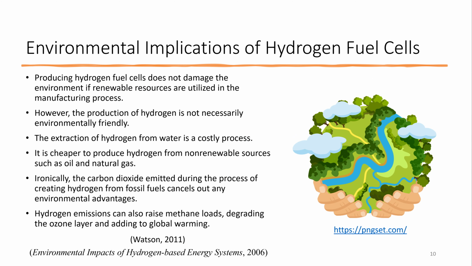Now let's talk about the environmental implications of hydrogen fuel cells. Producing hydrogen fuel cells does not damage the environment if renewable resources are used in the manufacturing process. However, the production of hydrogen is not necessarily environmentally friendly. The extraction of hydrogen from water is a costly process. Therefore, it's cheaper to produce hydrogen from non-renewable sources such as oil and natural gases. Ironically, the carbon dioxide emitted during these processes of creating hydrogen from fossil fuels cancels out any environmental advantages. Hydrogen emissions can also raise methane loads, degrading the ozone layer and adding to global warming.